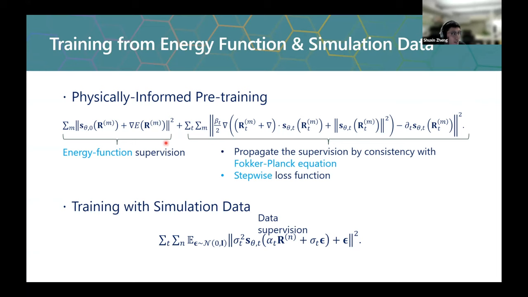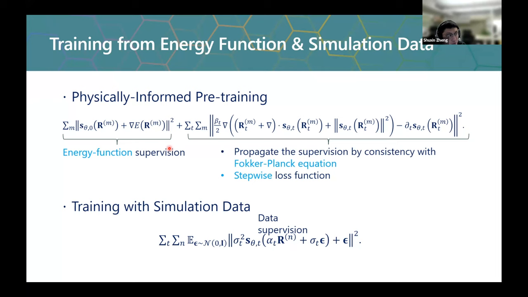And what is the benefit of this signal? First of all, you can think that the energy function must have the complete equilibrium distribution information, of course. Secondly, please listen carefully, this loss does not place any requirements on whether the data obey the equilibrium distribution or not.